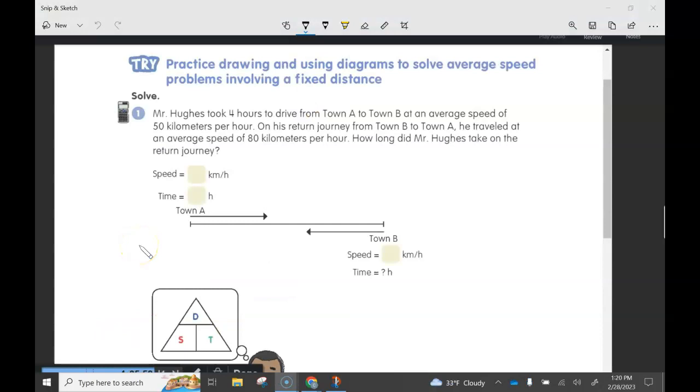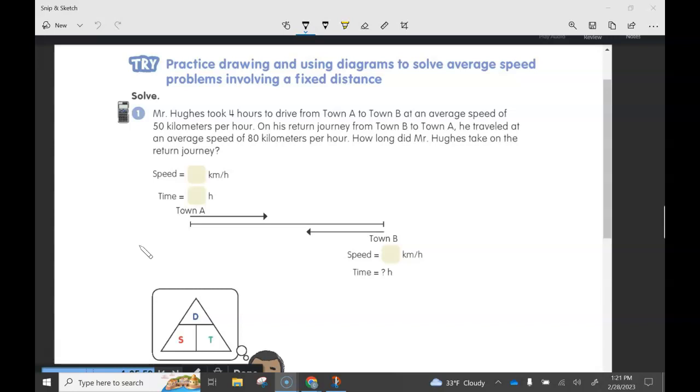So we're going to jump all the way over to page 283 and we're going to take a look at practice drawing and using diagrams to solve average speed problems involving a fixed distance. So we can look at this and it says Mr. Hughes took 4 hours to drive from town A to town B at an average speed of 50 kilometers per hour. So once again, we got to think about what we know, what we're trying to find. On his return journey from town B to town A, he traveled at an average speed of 80 kilometers per hour. How long did Mr. Hughes take on the return journey?